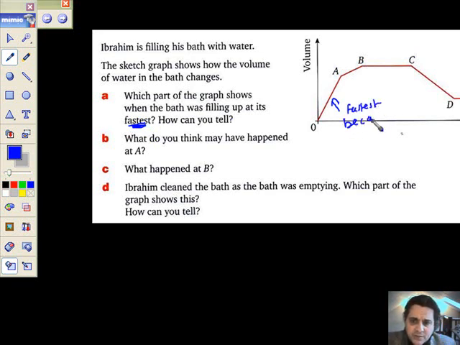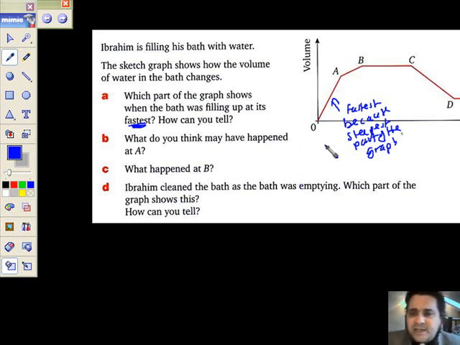And why? Because it's the steepest part of the graph. Alright, so I'm just going to squeeze it in there. I might write down here in the black bit if I run out of space. Right, so that's that. How can you tell it's the steepest part of the graph? What do you think may have happened at A?